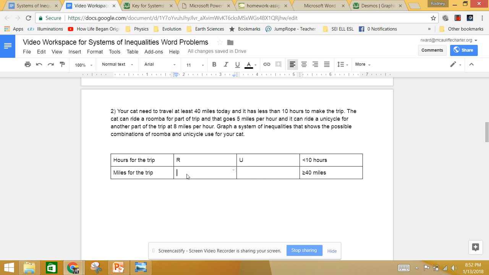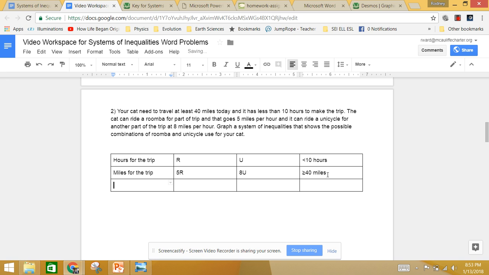Okay, so if your cat goes on the Roomba for R hours, how far is it going for that part? Well, it goes 5 miles per hour, and rate times time gets you a distance. So our rate times time is going to be 5 miles per hour times our number of hours. We can do the same thing for the unicycle. It goes 8 miles per hour times U hours. So the sum of 5R and 8U is going to be greater than or equal to 40 miles.